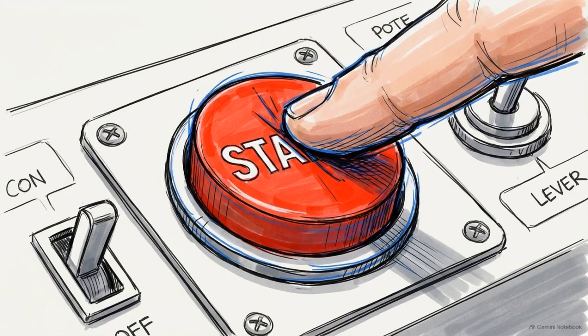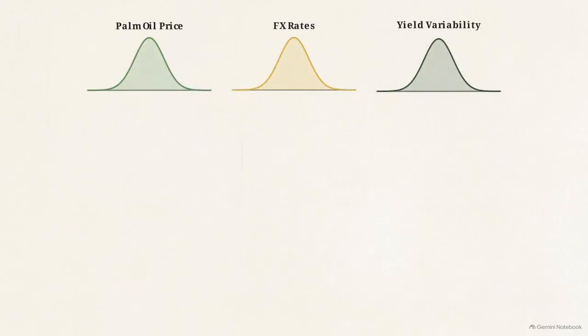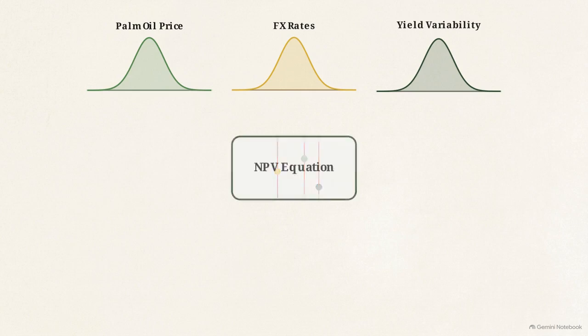Here is how the simulation actually executes. The algorithm randomly samples exactly 1 value from the palm oil curve, 1 from the FX curve, and 1 from the yield curve, pulling them all at the exact same time. It runs those three specific numbers through the standard net present value equation and plots a single dot representing the outcome of that specific hypothetical reality.